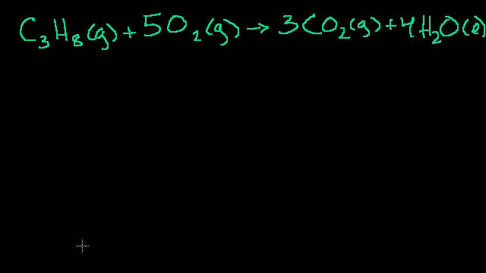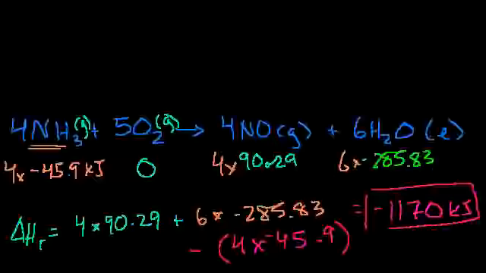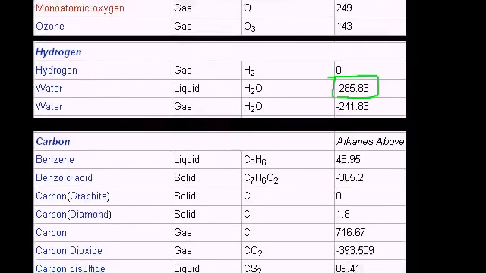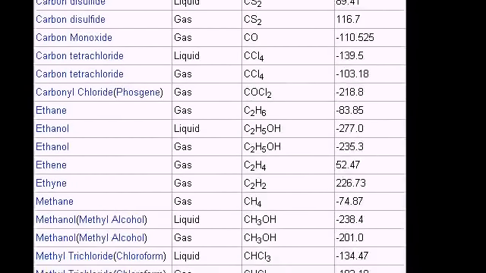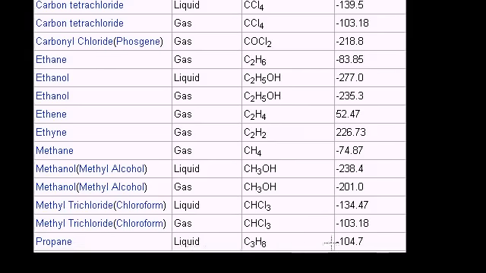Let's say I had some propane, and I'm going to combust it. I'm going to oxidize the propane to yield some carbon dioxide and water. Well, it's the same drill. What's the heat of formation of propane? Look it up here. It is amazing how exhaustive these lists really are. Propane is down here in its liquid state. Heat of formation minus 104.7.